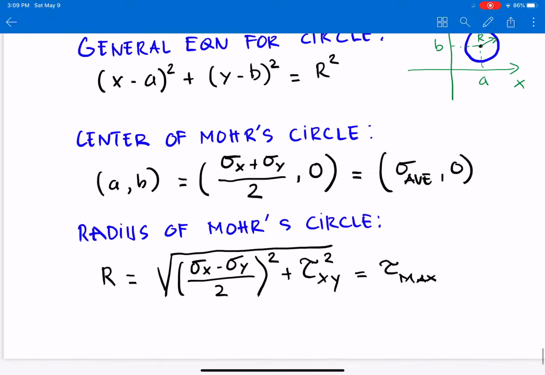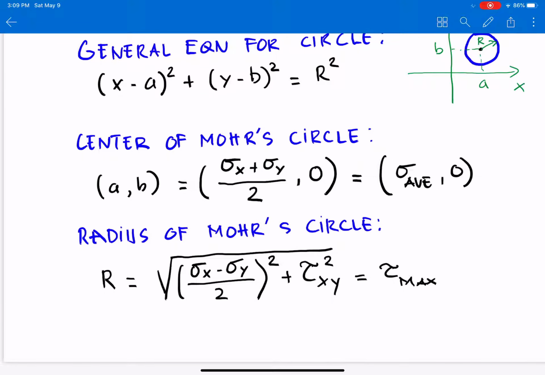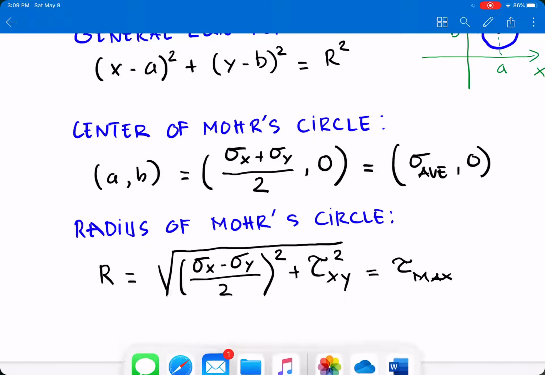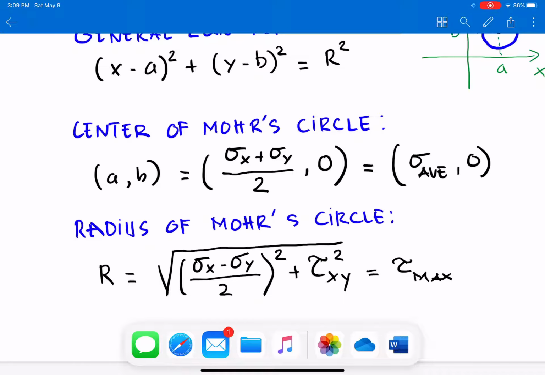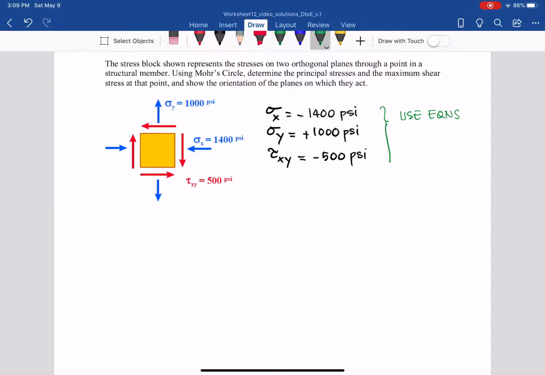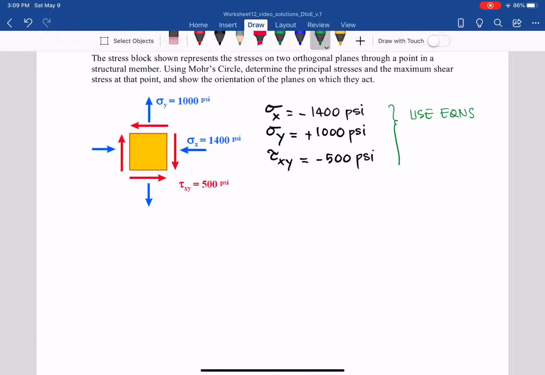For the Mohr circle, as a circle, we need to find out where the center is. In this case, the center on the horizontal axis will be sigma average, and on the vertical axis it will be 0. The radius of the Mohr circle equals the square root shown here, and that square root equals tau max. So first we need to find the center and the radius before we draw the Mohr circle, and for that we use the equation.